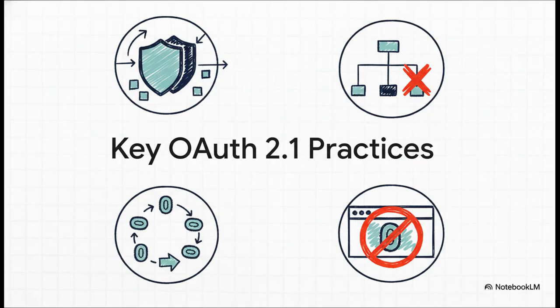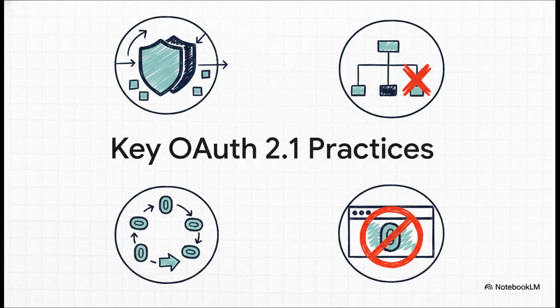So what does OAuth 2.1 actually do? Well, it makes the secure stuff mandatory. Things like PKCE, which hardens your login flow against certain attacks, are no longer optional. It also gets rid of the old, insecure ways of doing things. The implicit grant, which was a bad idea for single-page apps, gone. The password grant, where your app directly handles the user's password, also gone.